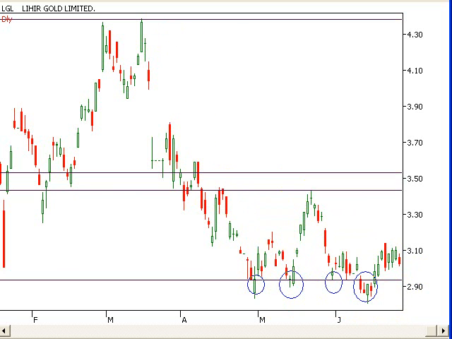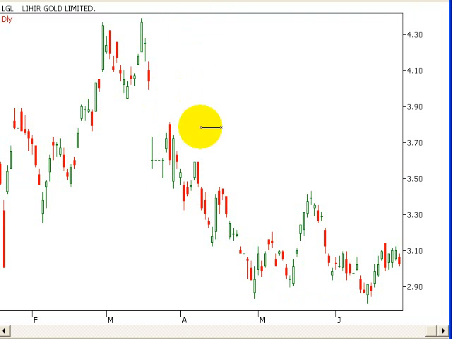A bit of resistance there. So now we know where the significant areas of support and resistance are. Remember, they are the weekly support and resistance lines, which determine where the major support and resistance are. But now, let's just delete those for now. Let's actually have a good look at what the daily chart's telling us.